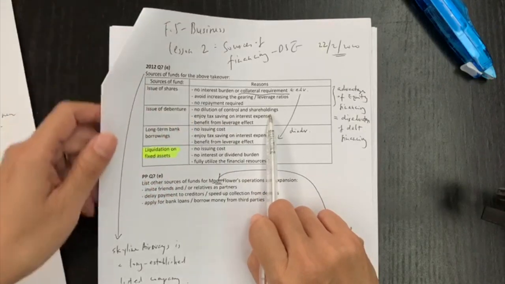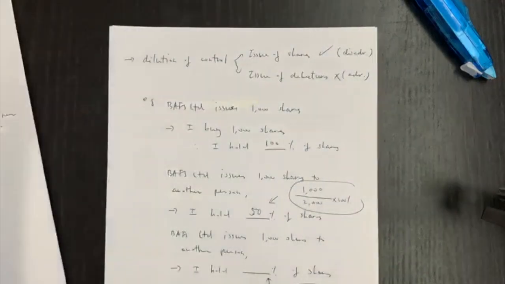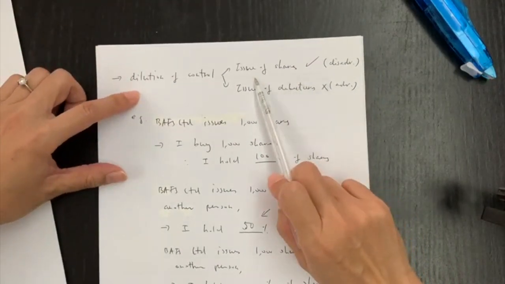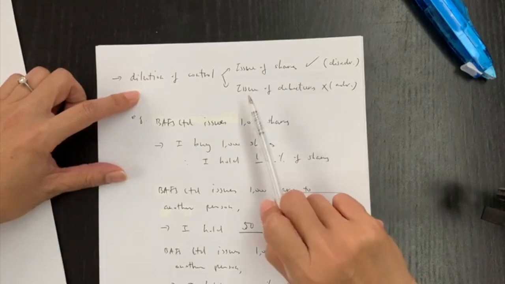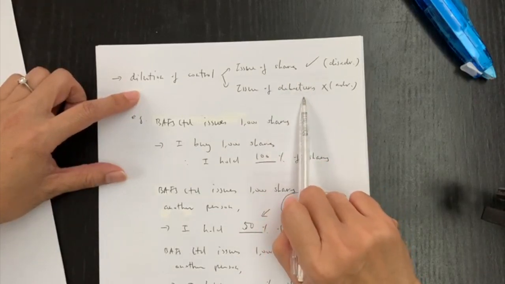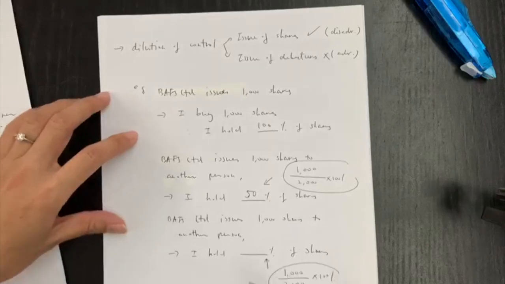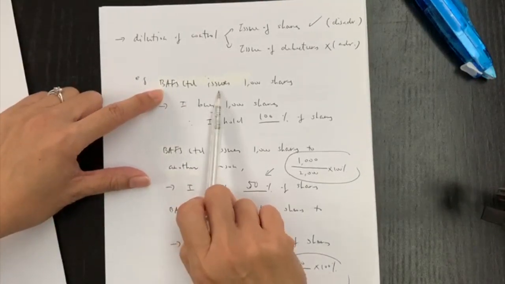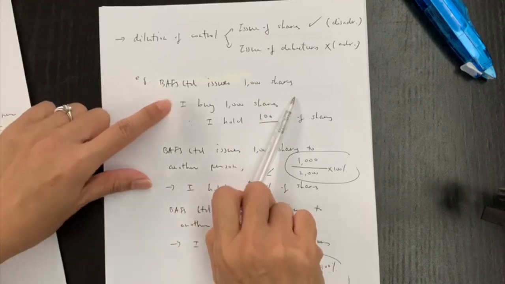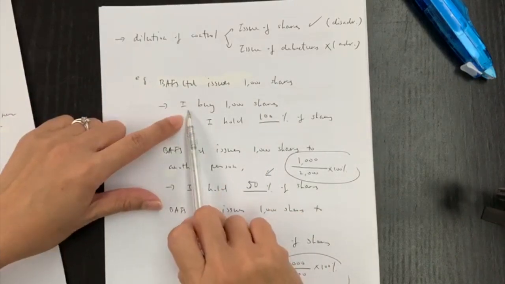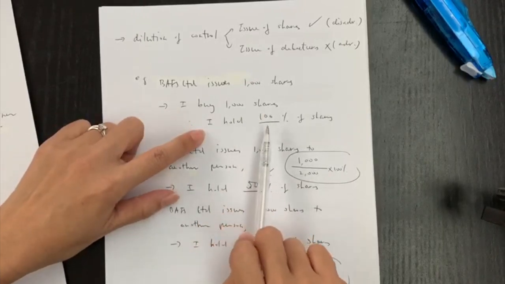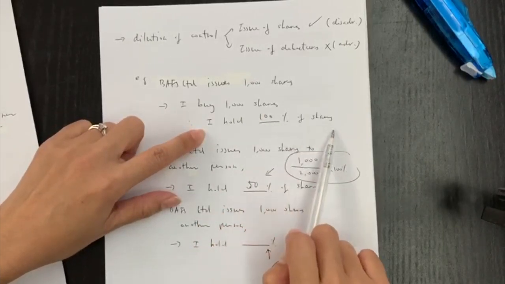So here is my diagram and explanation. Dilution of control happens to issuing of shares, but not to issuing of debentures. So the explanation is here. For example, this is the limited company, BAFS Limited. It issues 1,000 shares, and I am the only one who buys 1,000 shares. Therefore, I hold 100% of shares.